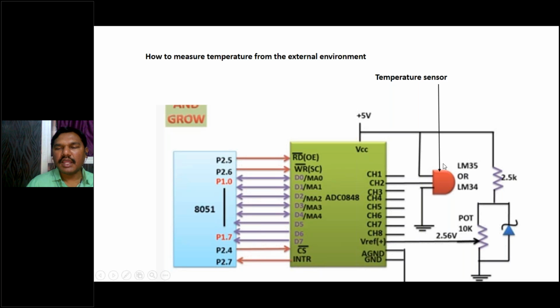Like that, this temperature sensor is connected to one channel, and this ADC converter will receive the analog signal and convert it to digital format, and it is given to D0 to D7, that is, P1.0 to P1.7. Here they are showing a two-way connection, but it is actually only one-way communication from P1.0 to P1.7. Then the reading or writing of the data depends upon the end of conversion or start of conversion.